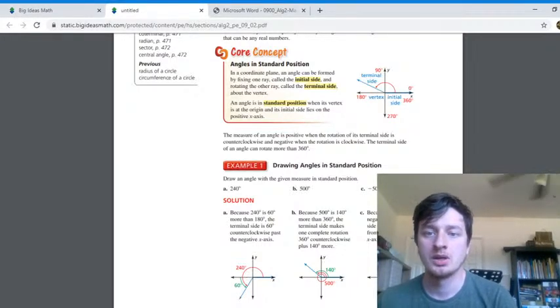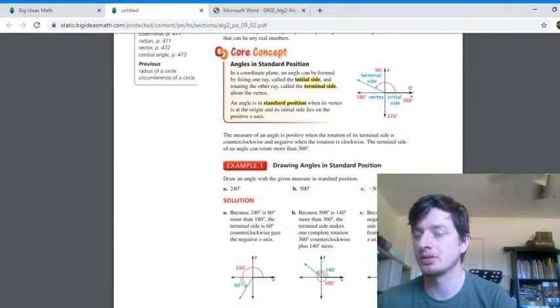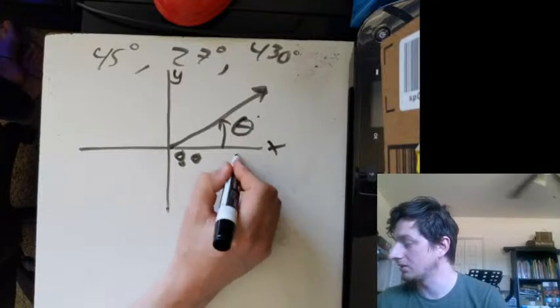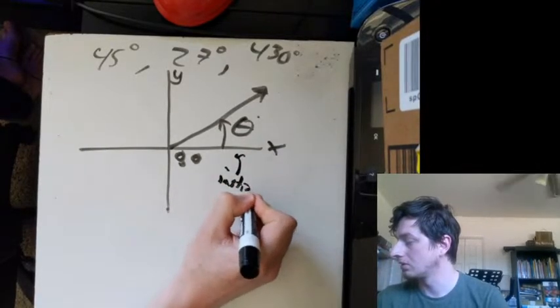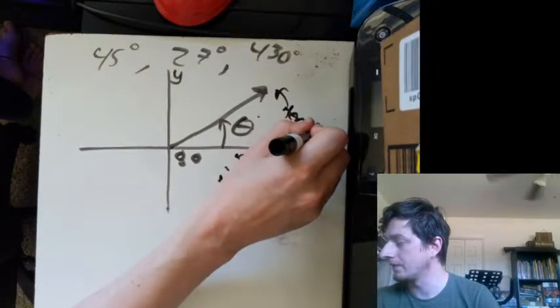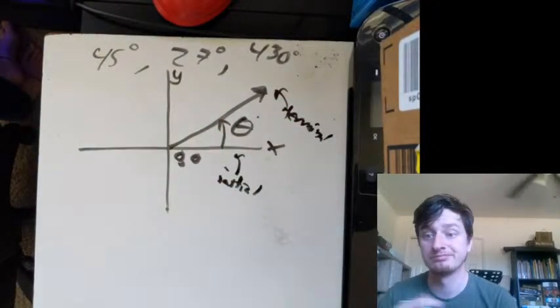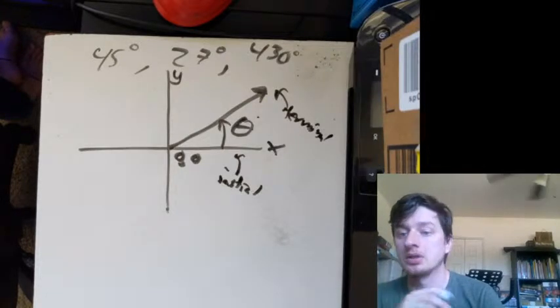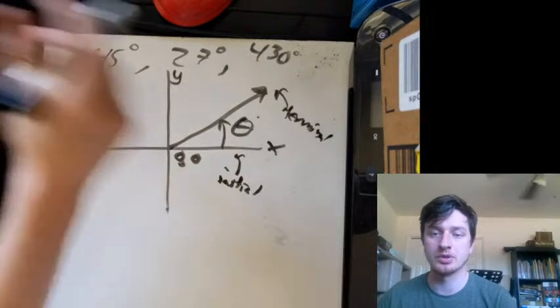Okay. And we have an initial side and a terminal side. The initial side is the side that lines up with the x-axis. That's this side, initial. And this would be terminal. Terminal meaning where it ends. So it's the terminus. Be a word. Terminal. Where it ends. And clearly my handwriting isn't improved, but it's what my mouse is.